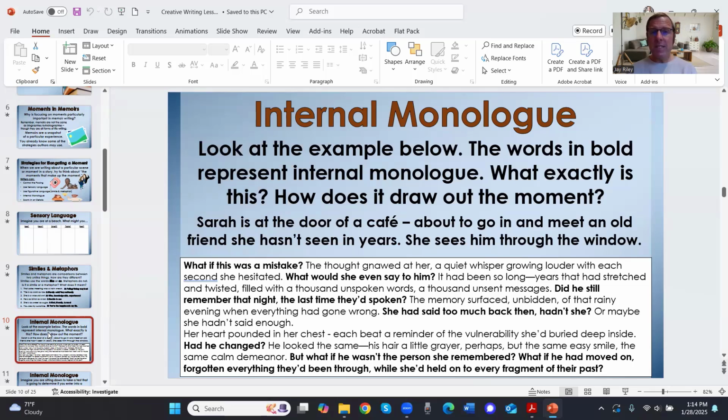So here, someone's standing at the door of a cafe and going in to meet an old friend that she hasn't seen in years. She's asking herself, what if this is a mistake? What would she even say to him? Did he still remember that night, the last time they'd spoken? She'd said too much back then, hadn't she? So these are all things that this character is thinking while she's waiting to enter this cafe.